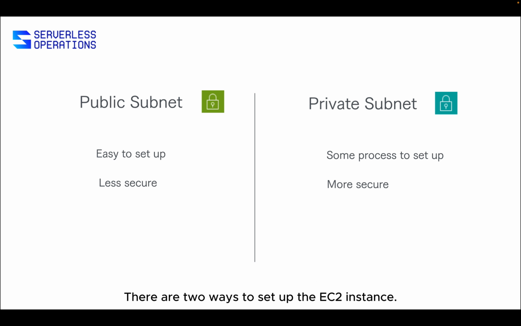There are two ways to set up the EC2 instance. Using a public subnet, this option is easier to set up, but less secure. On the other hand, using a private subnet, this option requires some additional setup steps, but more secure.